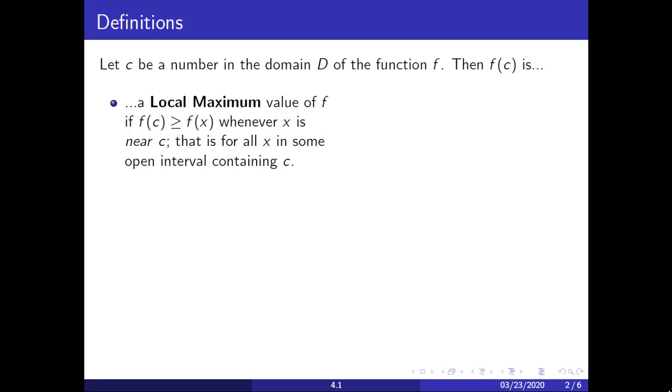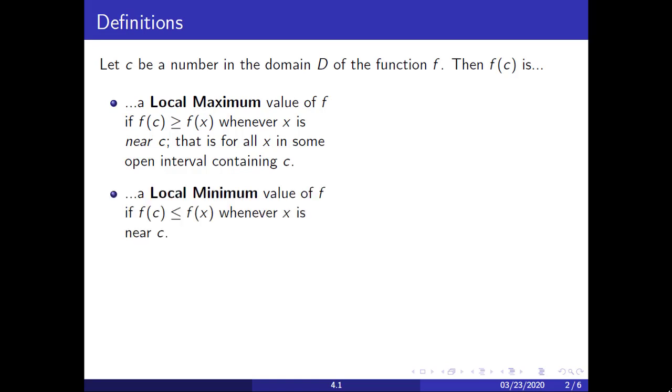Let's start with local extrema. For the following, let c be a number in the domain D of the function f. Then we say that f(c) is a local maximum value of f if f(c) is greater than or equal to f(x) whenever x is near c. That is, for all x in some open interval containing c.